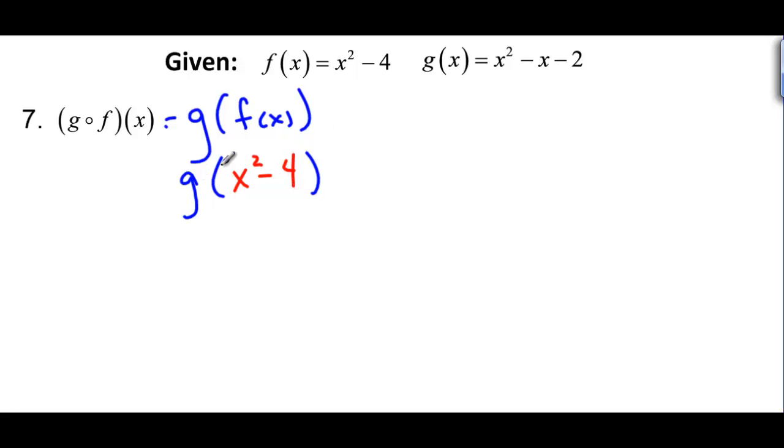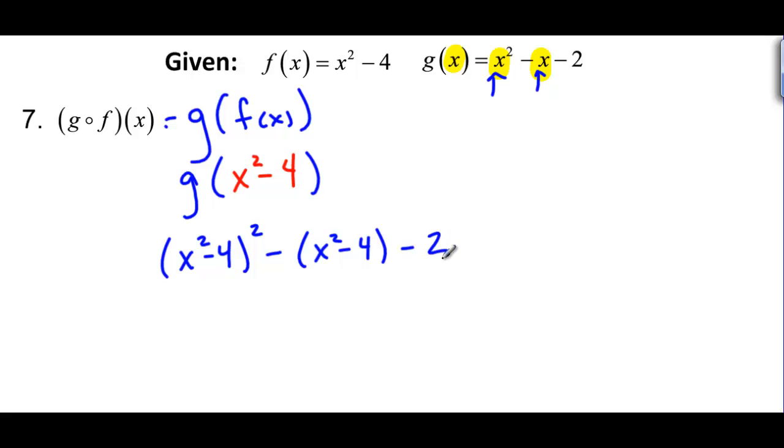Alright, so now that means I'm going to look at the g function. It says whatever's in the parentheses, that's where the x's is. Whatever I put in parentheses, I'm going to look for the same places in my formula. So, here we go. If I go to my g function, everywhere I see an x, I'm now going to input my x squared minus 4. So, I'm going to get x squared minus 4 squared minus x squared minus 4 minus 2.